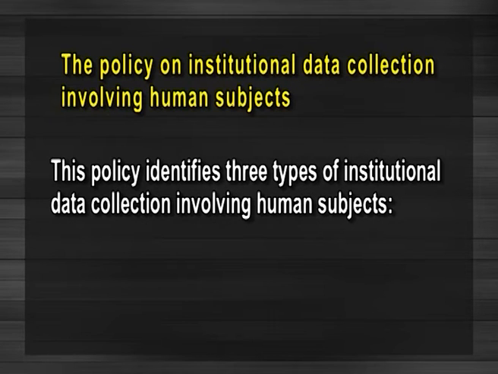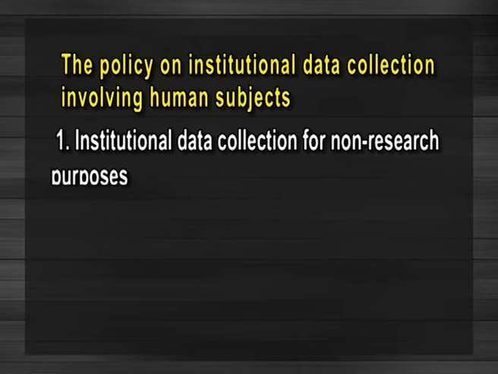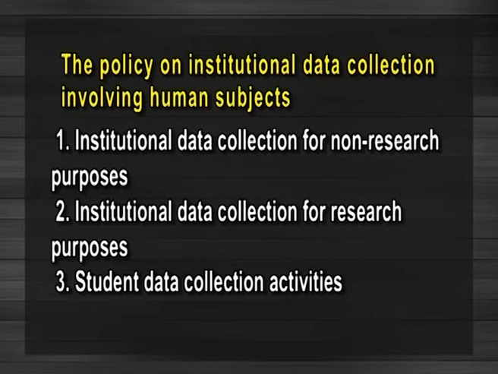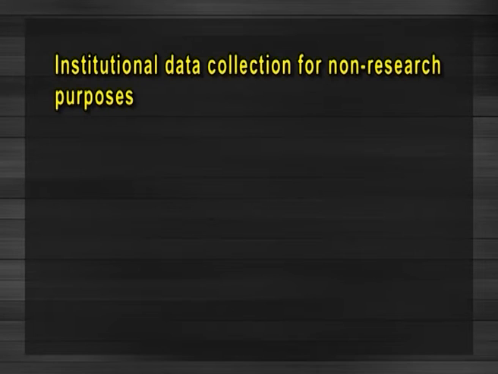This policy identifies three types of institutional data collection involving human subjects. First is institutional data collection for non-research purposes. Second, institutional data collection for research purposes. And third, student data collection activities. Now coming to institutional data collection for non-research purposes.